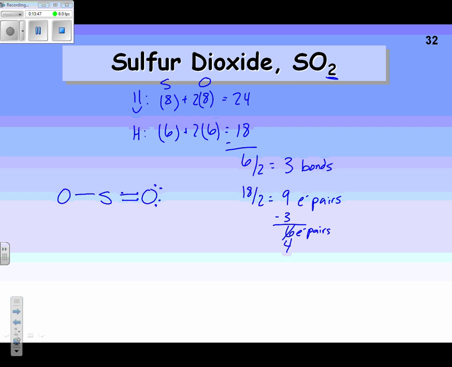Then we go to the oxygen here on the left, and it only has access to 2 electrons, so it is going to need access to 6 more, or 3 pairs. That leaves me with 1 electron pair remaining, and so I do have to put an unshared pair on that center atom. So that's one possible structure. The other possible structure is very, very similar. It's just with the other oxygen getting the double bond.